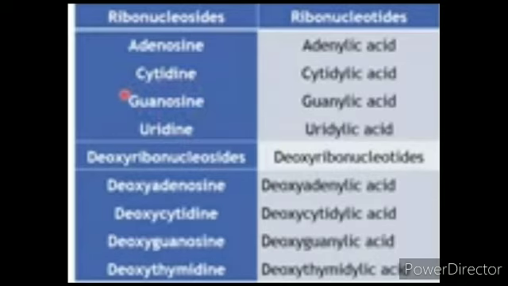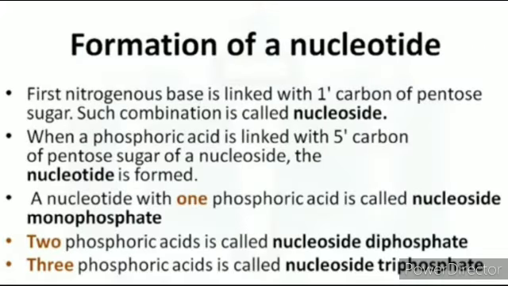gives deoxycytidine. In RNA, adenine plus ribose gives adenosine. Guanine plus ribose gives guanosine. Uracil plus ribose gives uridine. And the last one, cytosine plus ribose, gives cytidine.